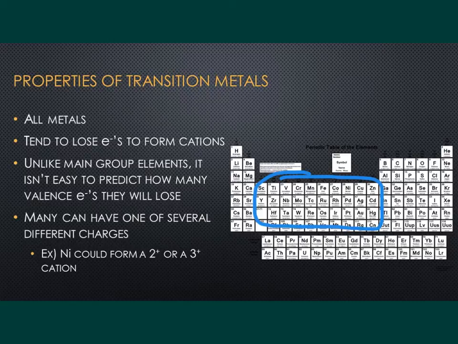All of these are metals. All of these tend to lose electrons. If you lose electrons, you're losing negative, so you're becoming more positive. That makes you a cation. Remember, the way you remember that is that cats have paws, and so cations are positive. Isn't that adorable? Okay. These are your transition elements because, unlike the representative elements, it's hard to predict how many valence electrons they're going to lose.